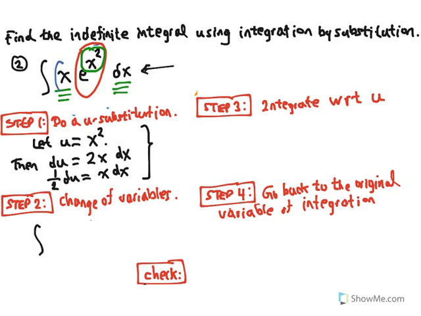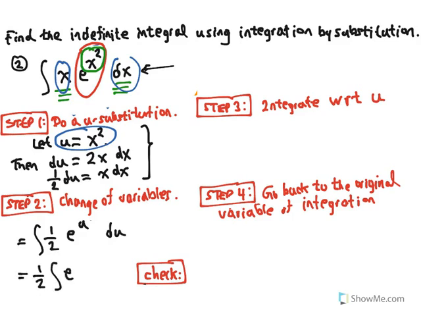So we can replace the x dx with 1/2 du. So I can write 1/2 du. And then e to the x squared can be replaced with e to the u, because our u-substitution is let u be equal to x squared. So e to the x squared becomes e to the u. And of course, you can factor out the 1/2, and this is something that we know how to integrate.